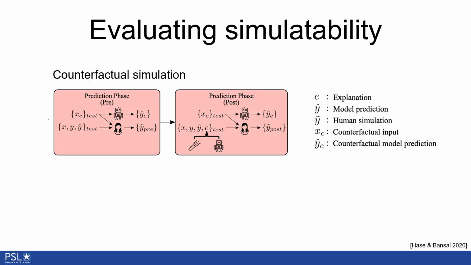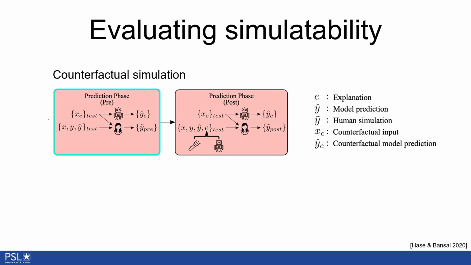In this study, the authors also designed a second procedure. The second procedure aimed to quantify the effect of explanations on counterfactual mental simulations: the ability of subjects to predict how a change in inputs changes the output of the model. This figure illustrates the details of this procedure. The procedure consists of two phases, a pre-prediction phase and a post-prediction phase.